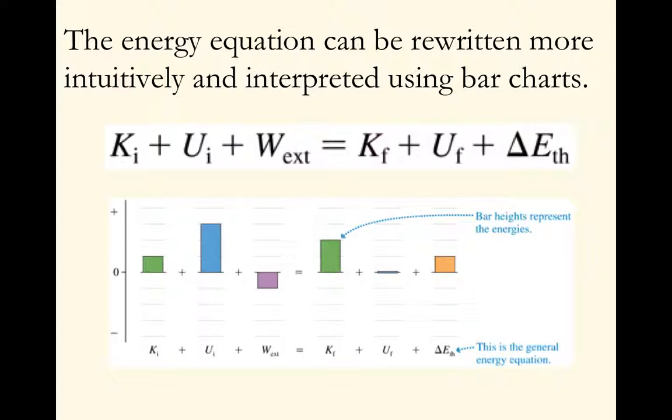So sometimes it's nice to think about a bar chart when we're trying to figure out how the energy has been transformed. You can see in this picture we have some kinetic energy, a lot of potential energy, and then we have some external work. The system is losing energy and giving it to the outside. And then after, we have an increase in kinetic energy, a loss in our potential energy, and then we have delta E thermal. So we're losing energy with W_ext, but we're seeing that we are keeping it in this delta E thermal component.